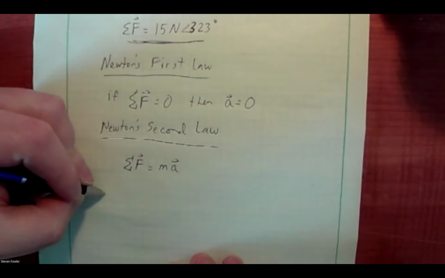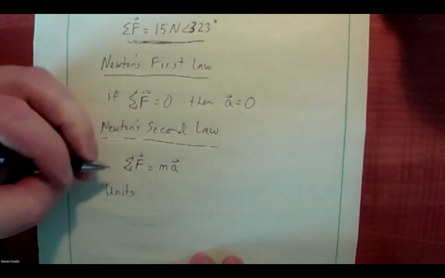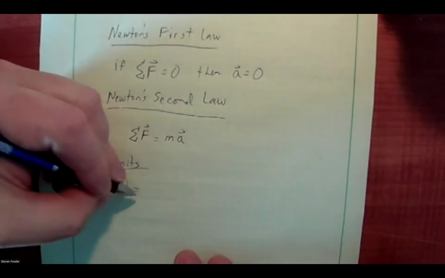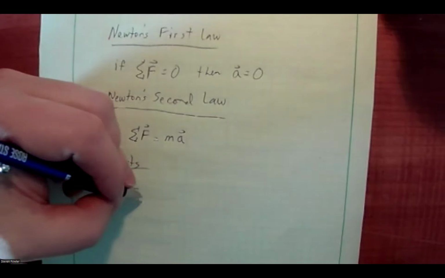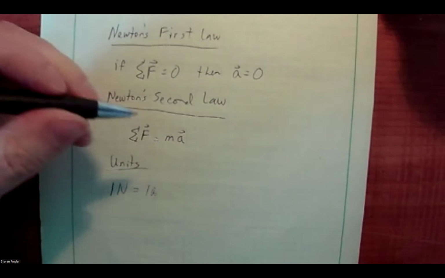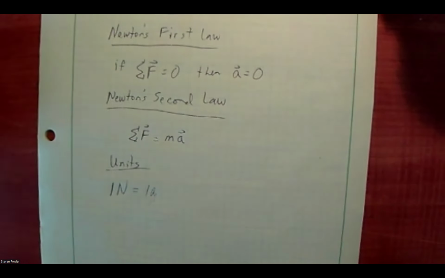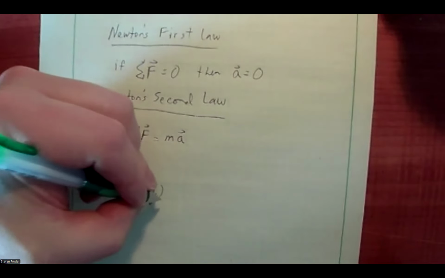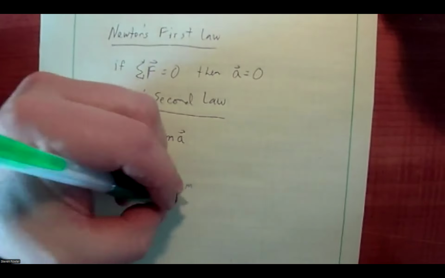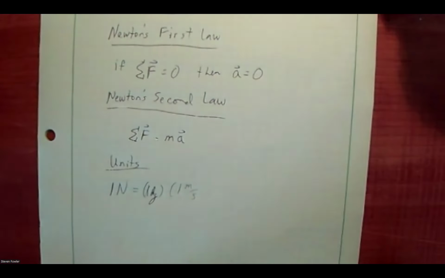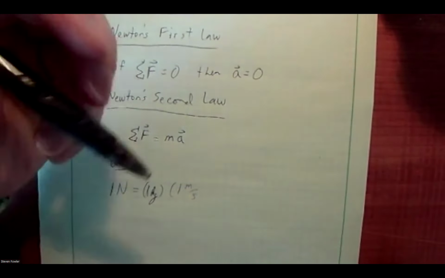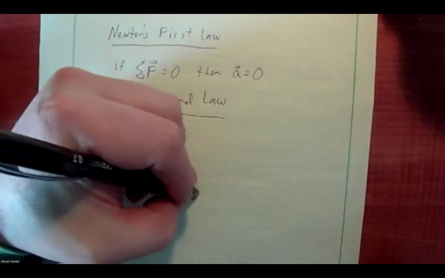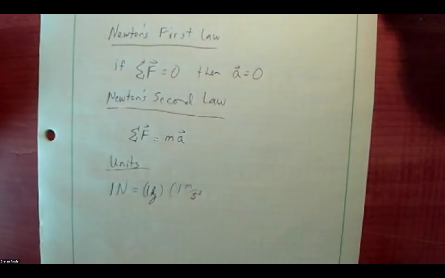We mentioned units earlier. The Newton is the unit of force. We talked about mass times acceleration as force. The Newton is the amount of force required to accelerate 1 kilogram at a rate of 1 meter per second squared.